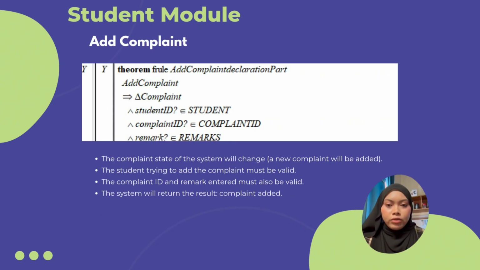For validation for student, add complaint declaration theorem. Here the theorem checks that the operation add complaint uses valid inputs. The student ID is a registered student. The complaint ID and remark also belong to their correct sets.